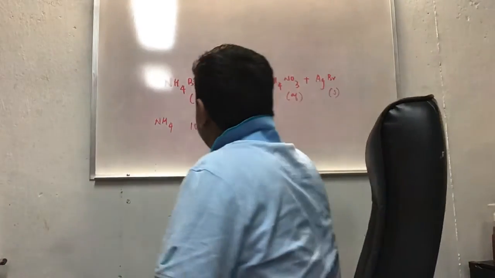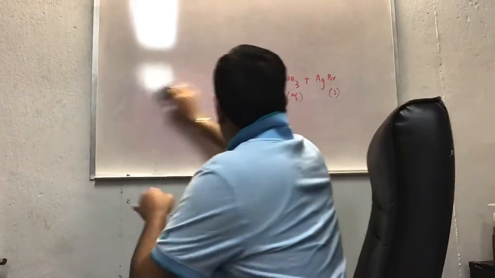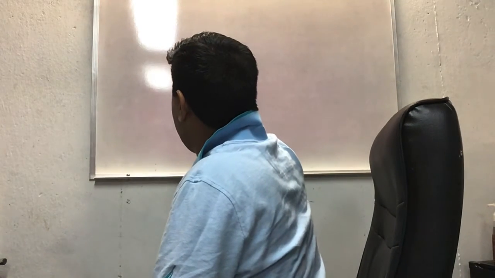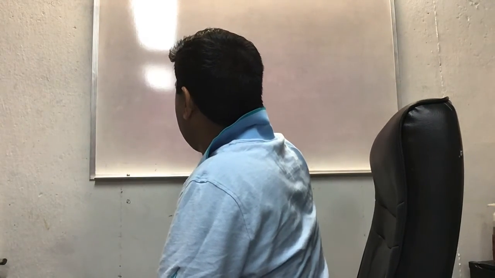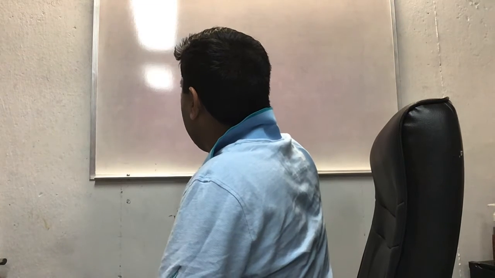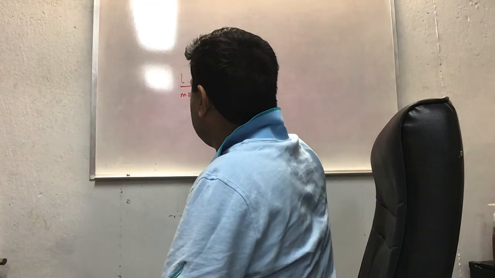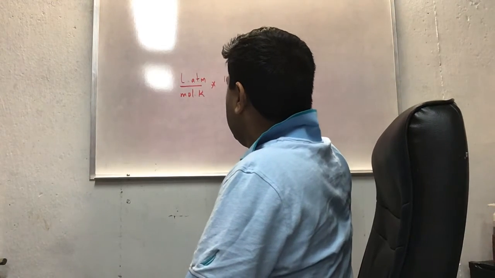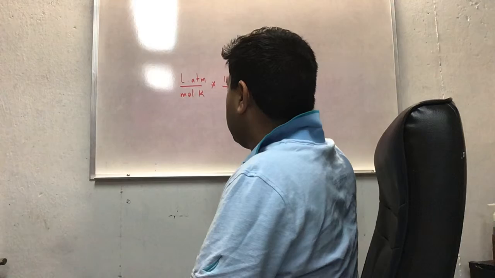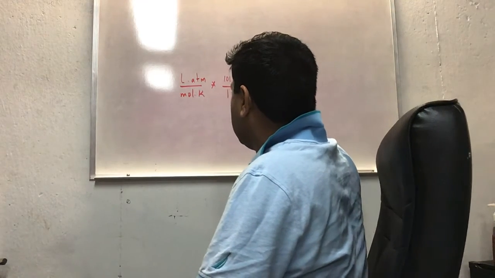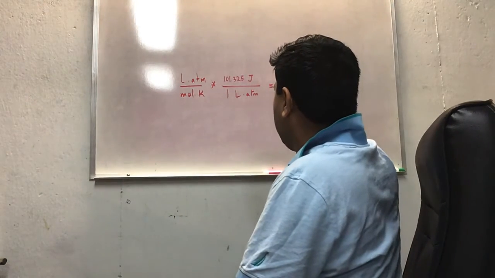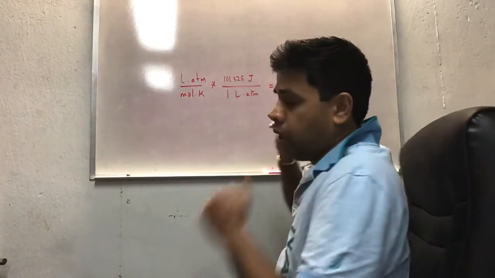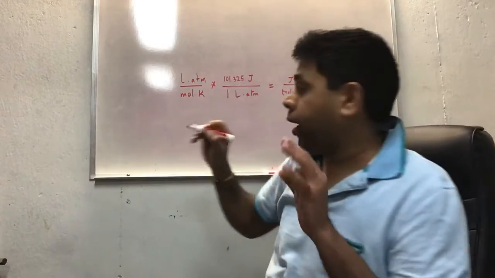Okay, give me 1 second here. So the units are liter atmosphere per mole Kelvin. I can convert this into joules: 101,325 joules is 1 liter atmosphere. Okay, I can do this. Fine. So I got joules per mole Kelvin. Okay, fine. Now they're asking volt per coulomb.